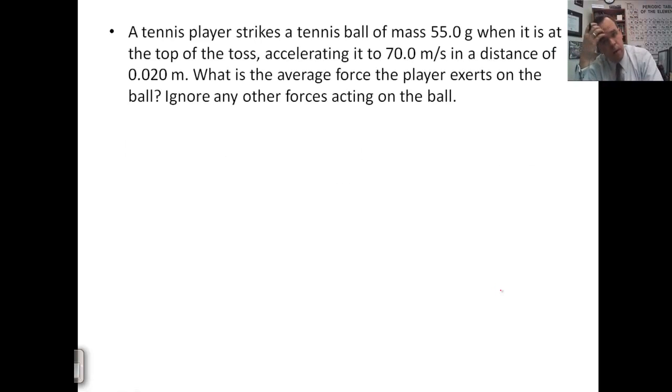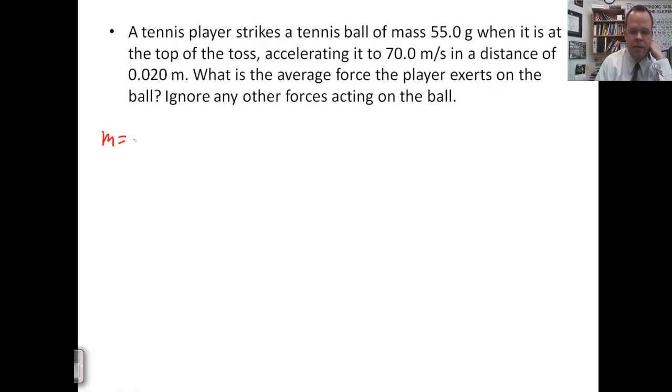A tennis player strikes a tennis ball with a mass of 55 grams when it is at the top of its toss, accelerating it to 70 meters per second in a distance of 0.020 meters. What is the average force the player exerts on the ball? So let's list out the things that we know. Good steps here: draw the free body diagram on the ball and list the things that we know.